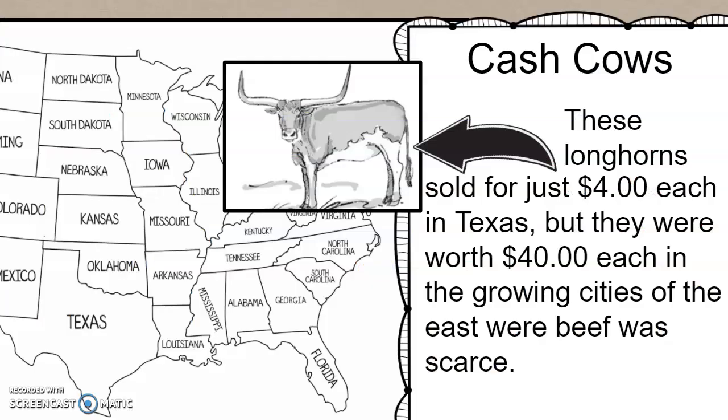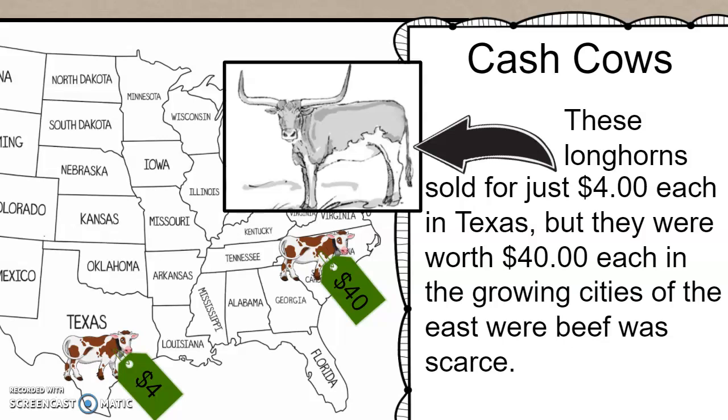So, longhorns. You can see a picture of this longhorn here. This is the huge part about the economics of this time period. You need to understand that if they were to sell their cattle, there were so many of them in Texas, they would just be able to sell one cow here, one of these longhorns, for $4. But if they could get them to a place where there was not much meat and a huge demand like out east, they could get as much as $40 for one of these guys. And so $4 or $40, that's not a tough choice.